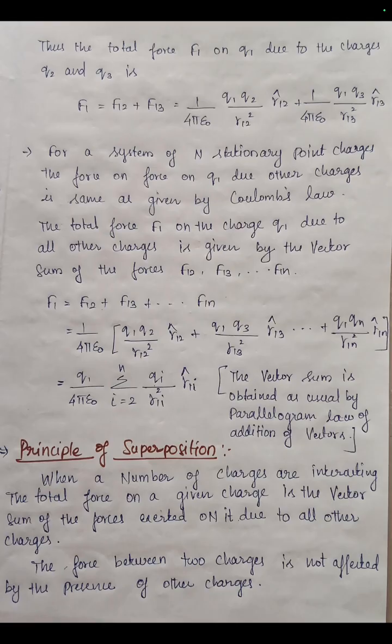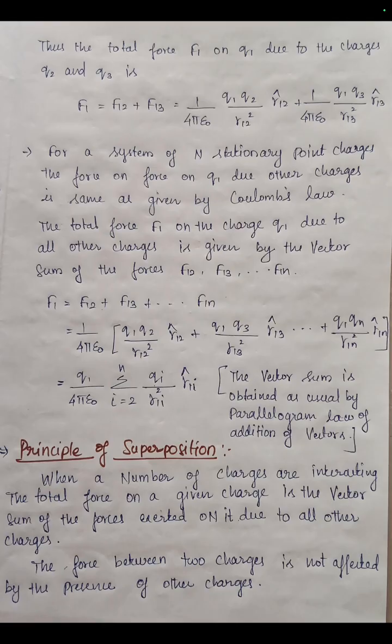So if you take that out, we can write this expression as summation i is equal to 2 to n for n number of charges, summation i is equal to 2 to n qi divided by r1i square r1i cap. So this vector addition is based on the parallelogram law of addition of vectors. This is what the superposition law is.